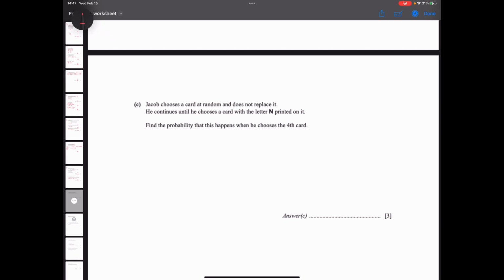Jacob chooses a card at random and does not replace it. He continues until he chooses a card with the letter N printed on it. Find the probability that this happens when he chooses the 4th card. 4th card means that the first card is not N. Second is not N. Third is not N. The 4th is N. Okay?